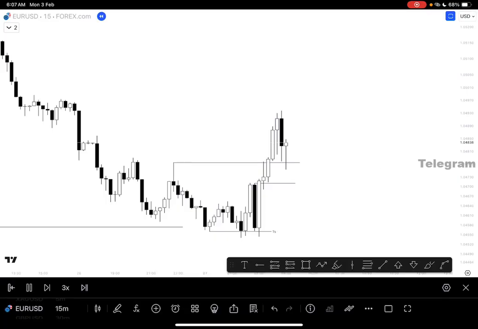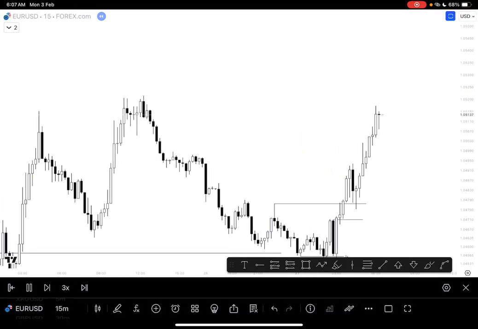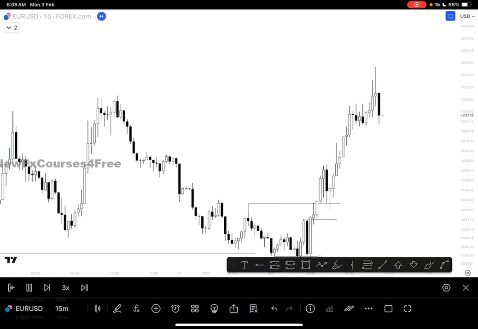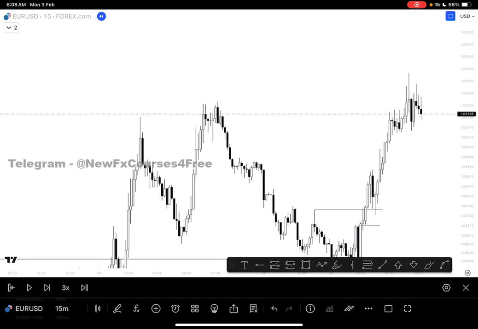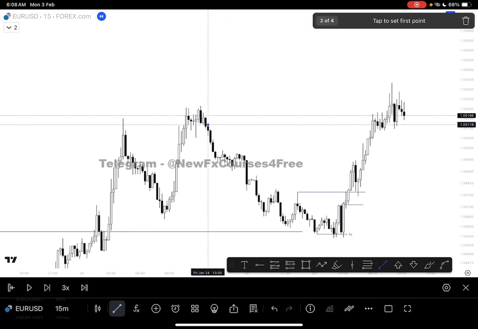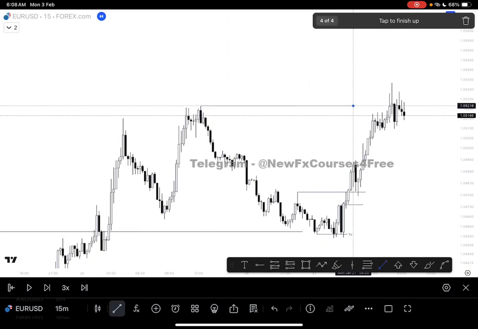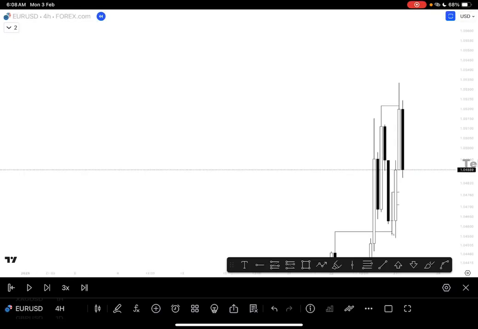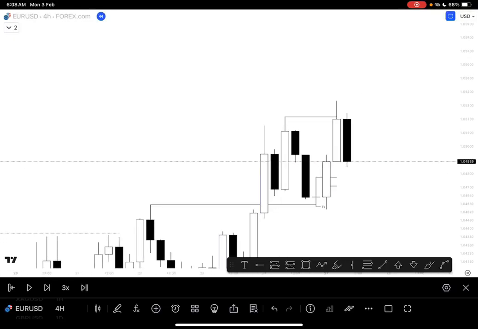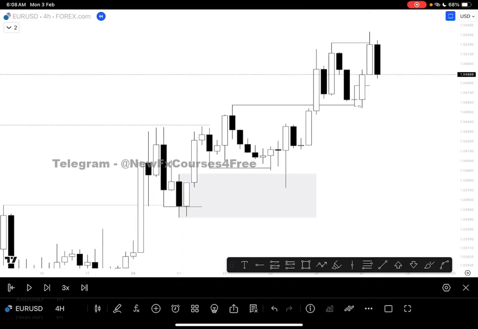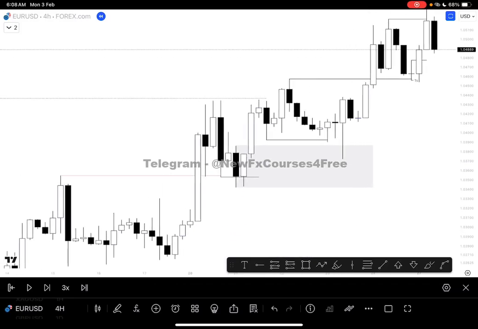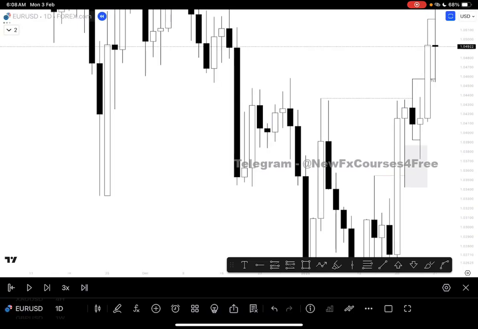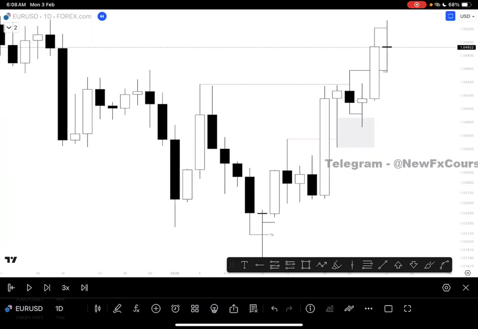and higher prices towards this old high over here. So that's how you actually use time frame alignment to your own benefit. So that will be all for today.